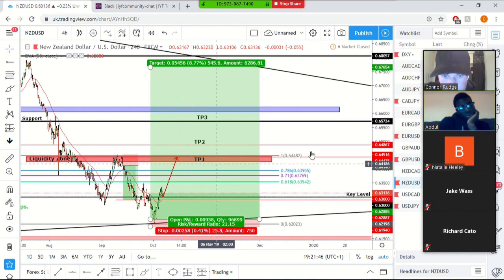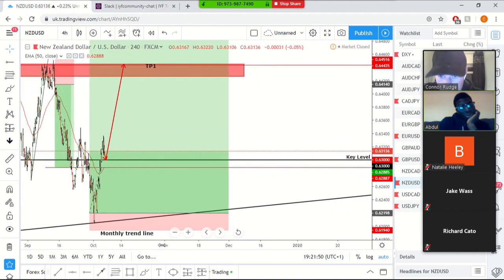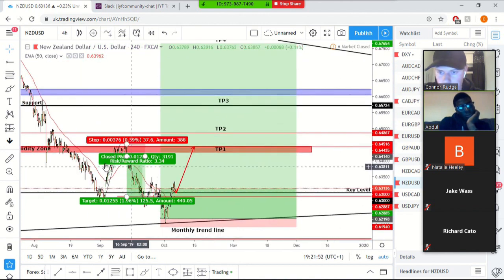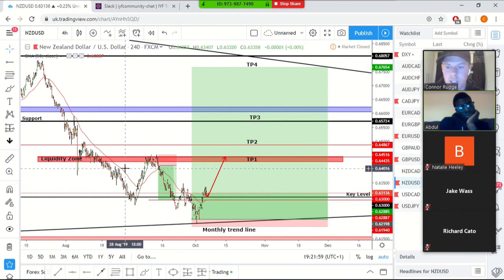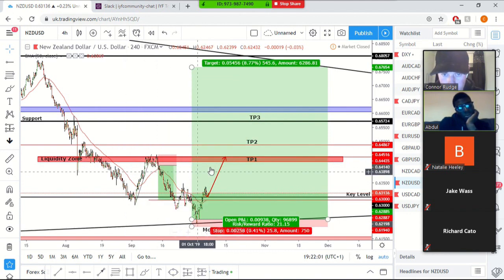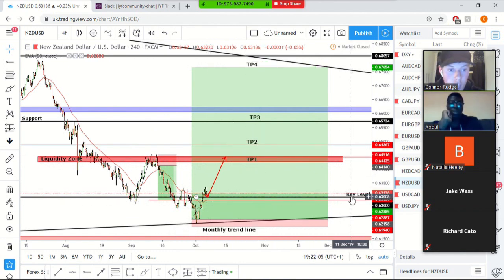So if I just get rid of this fib level, we can see my first TP1 is within this liquidity area here. A liquidity zone is where we've got many wicks, and what this means is there's either a load of buyers or a load of sellers coming into the market. So with this one, that's my first level, and I'm going to look to come around about 150 pips up to this level here.